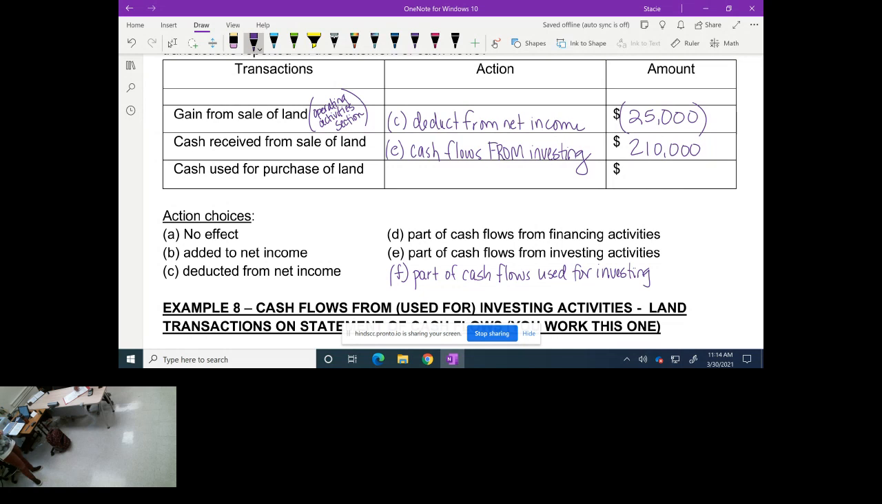So the cash received from the sale of land, we've got to pick that up. It's not in net income. We got to add it to it because it's actually cash that came in.